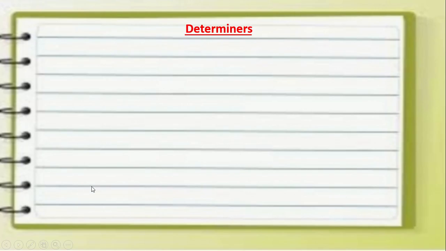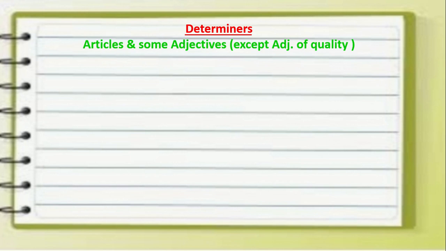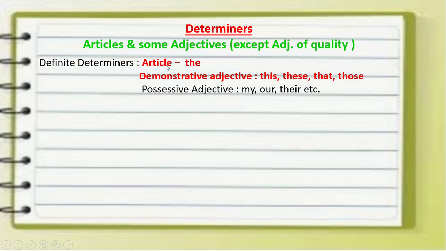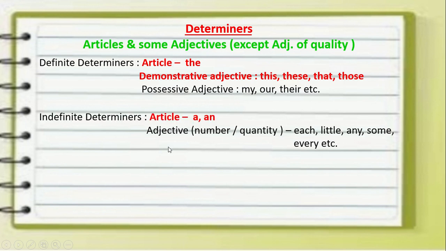Next comes determiners. In modern English grammar, articles and some adjectives, that is except adjective of quality, are called determiners. These determiners are of two types, definite determiners and indefinite determiners. Definite determiners are article the, demonstrative adjective this, that, those, possessive adjective my, our, their, etc. And indefinite determiners are article a and adjective, that is adjective of number or quantity, each, little, any, some, every, etc.